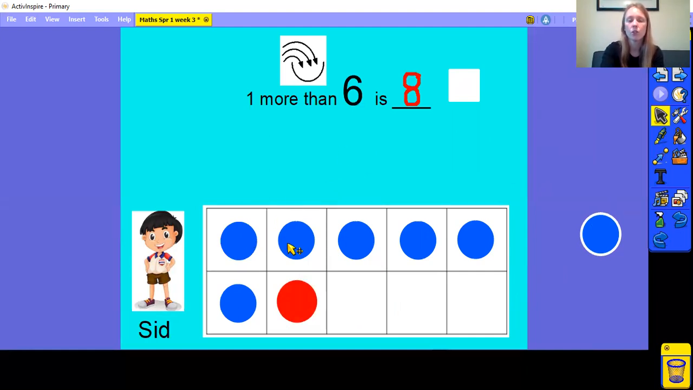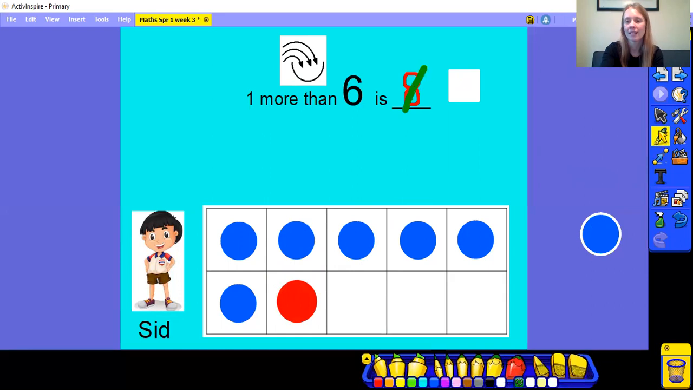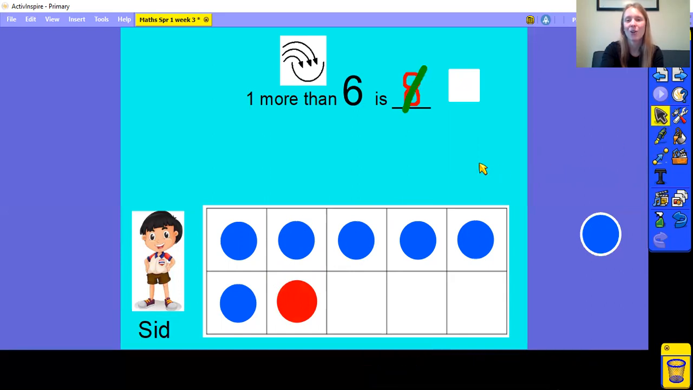1, 2, 3, 4, 5, 6, 7. Now there are 7 counters, 6 blue counters and 1 red counter. 1 more than 6 is 7. Well done if you got that right.